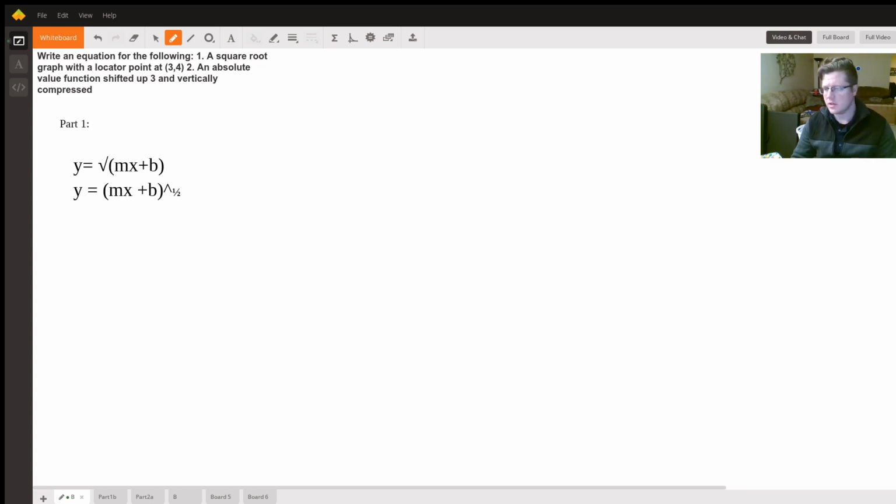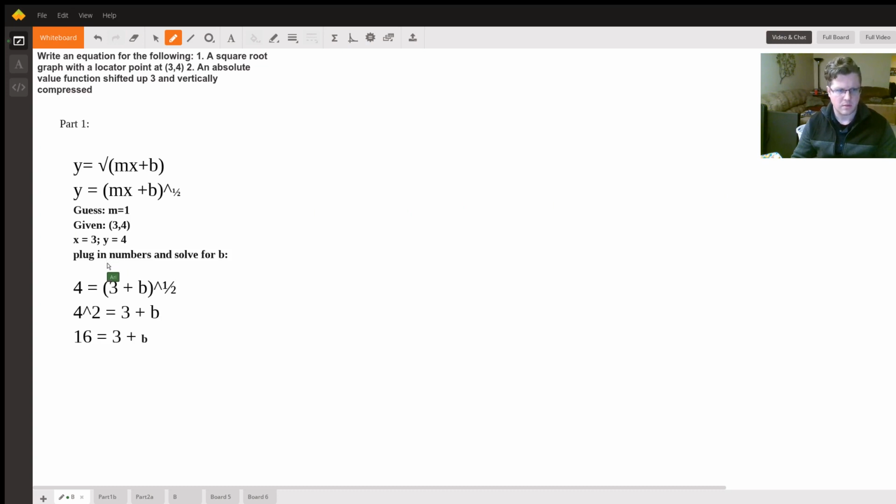We're given in the equation the point (3, 4), so we're going to plug that into our equation. So here we are. The guess is m equals 1. We are given the point (3, 4), x equals 3, y equals 4. So let's plug that into our equation and solve for b. There you go. 4 equals the square root of 3 plus b.